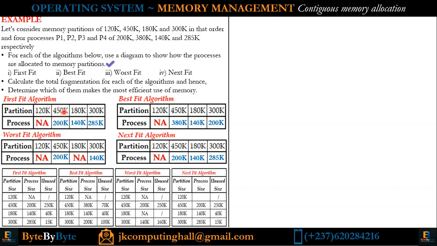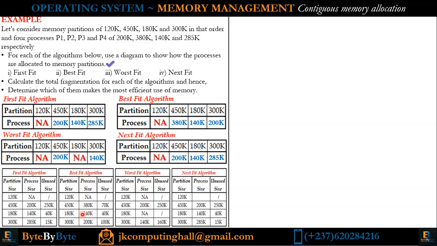For the first fit, this is what I have. I just took back this table and reproduced it, as you can see. Then the unused size is another column that will be added, the difference between partition and process. So this minus this, I have 250, 180 minus 140, 40, 300 minus 285, 15. That is what we have.